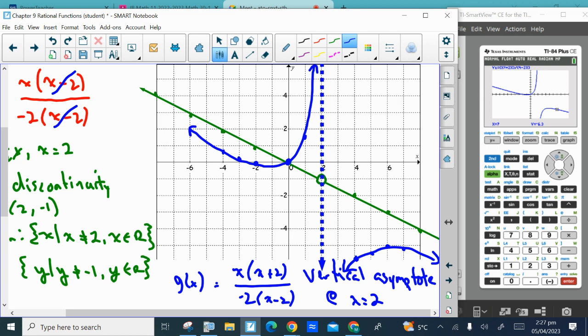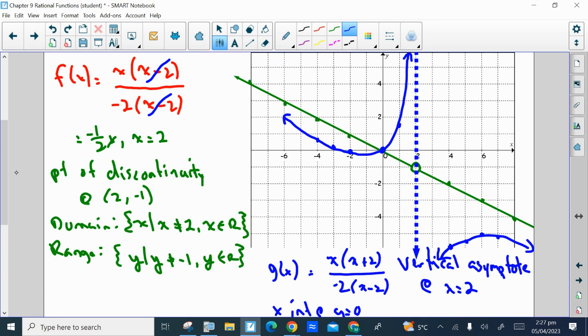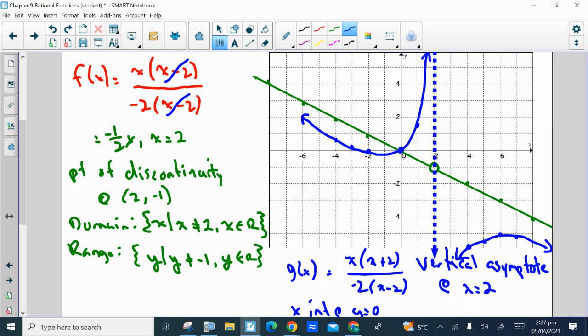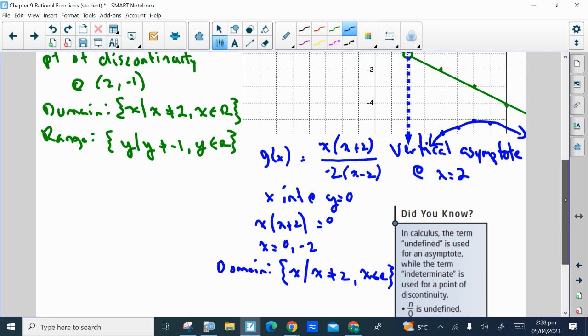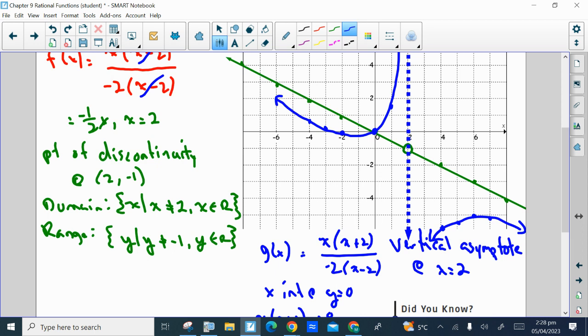And the domain and range, if we get those, the domain is still all values of x except 2. And to find out what the range is, we'd have to use our graphing calculator and find out where the minimum point is for the part that I'm circling, as well as the maximum point for the part that I'm circling. We'd have to find those on our calculator, which we can do.